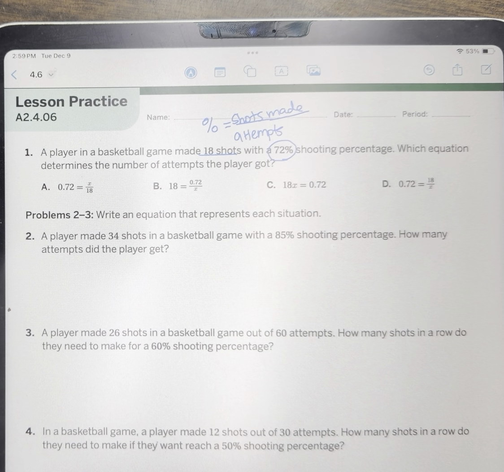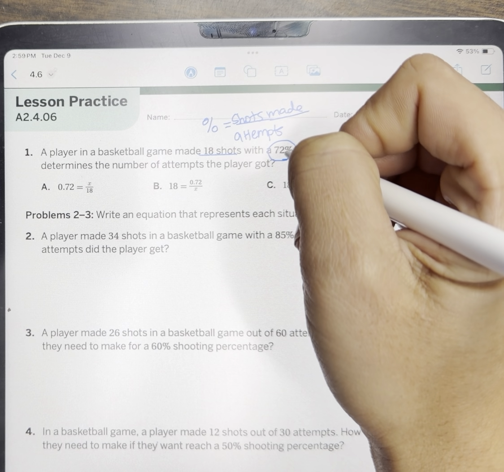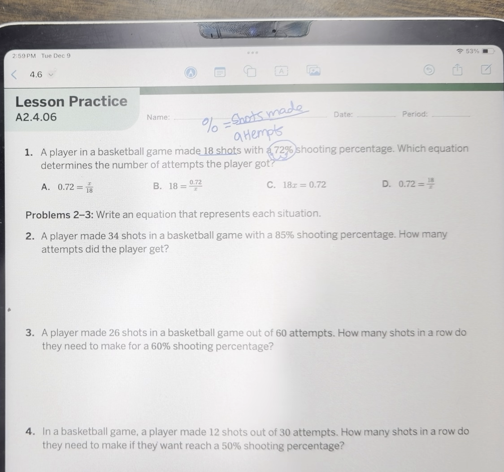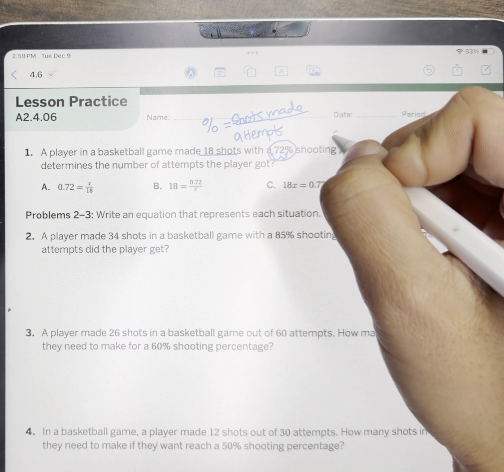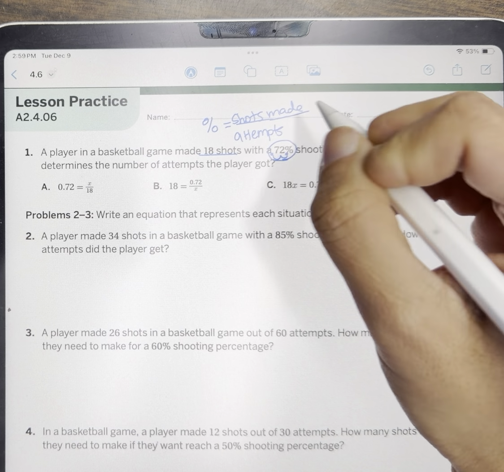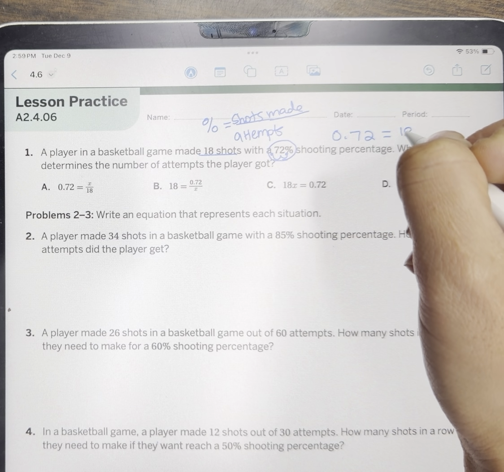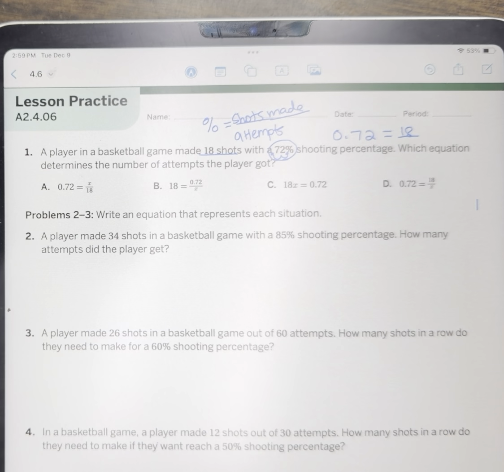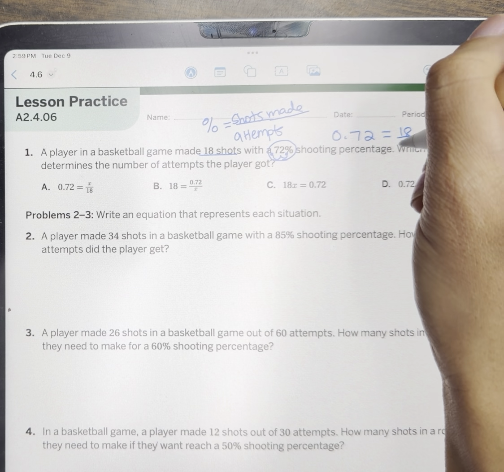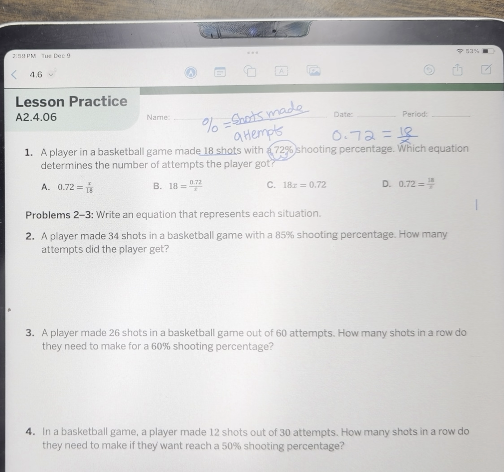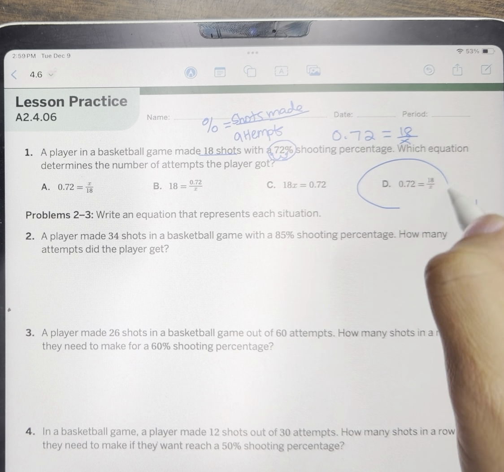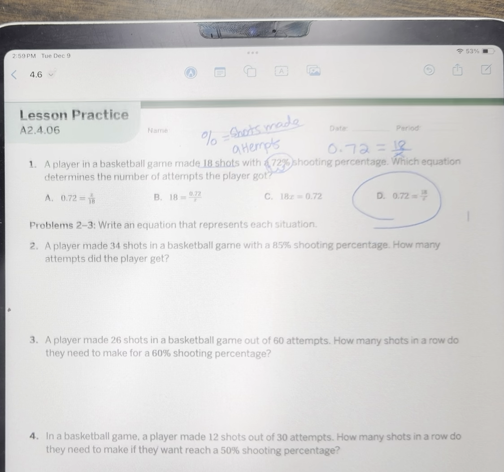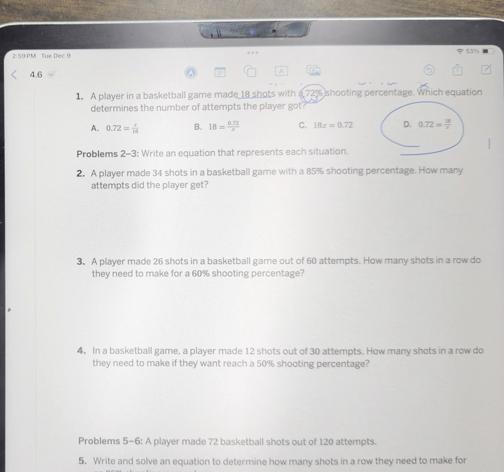Okay, so we take the decimal and we move it twice to the left, all right, 0.72. And so that means that the percentage, that 0.72, has to equal shots made, which is 18, divided by attempts. And we don't know attempts, so it's going to be divided by x, all right? That one. Now we're going to write an equation that represents each situation.